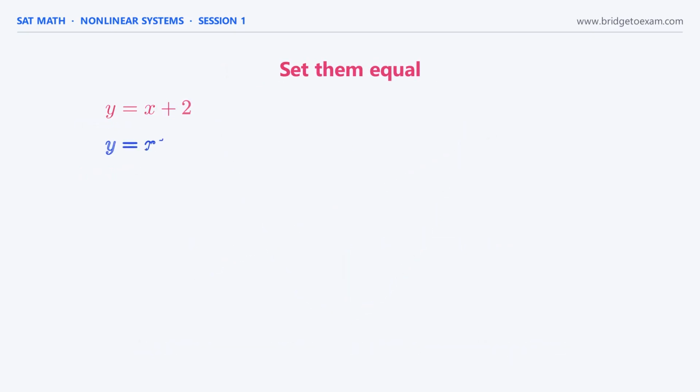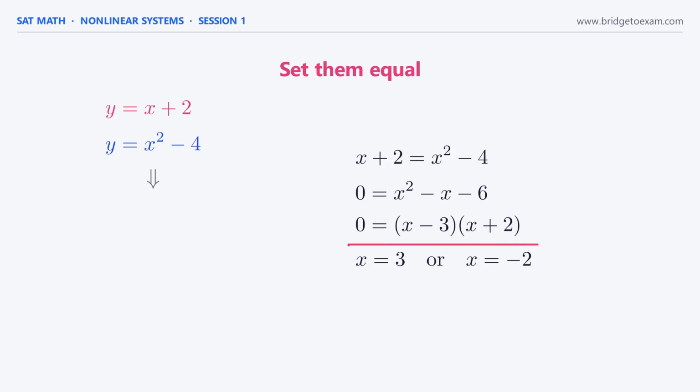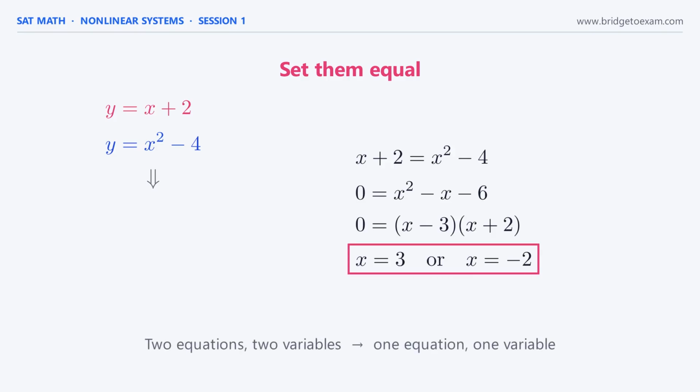Let's solve one. We have y equals x plus 2, and y equals x squared minus 4. A line and a parabola. Here's the move. Both expressions are equal to y, so they must be equal to each other. That's just the transitive property. If y is x plus 2, and y is also x squared minus 4, then x plus 2 equals x squared minus 4. Notice what happened.